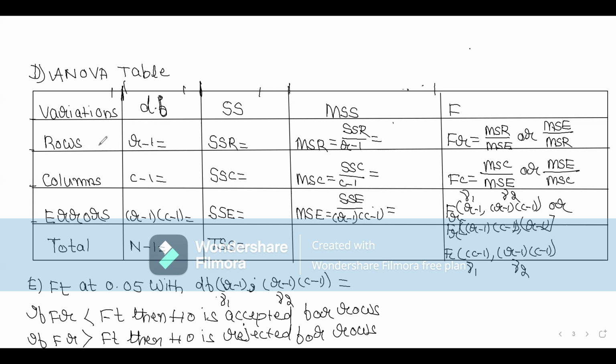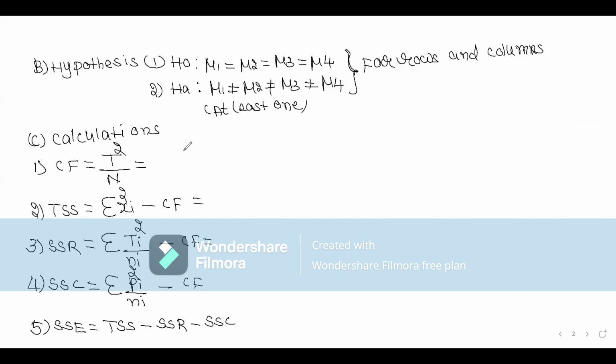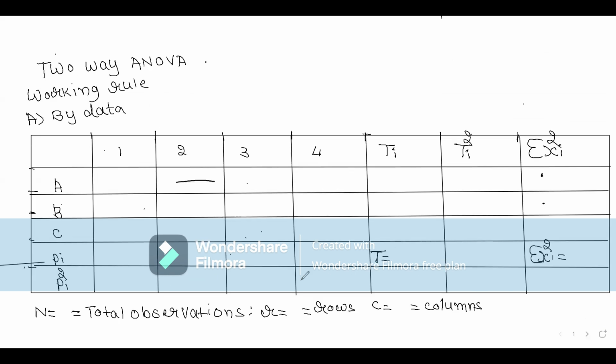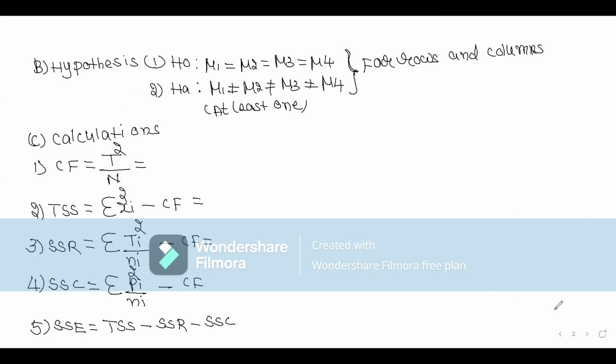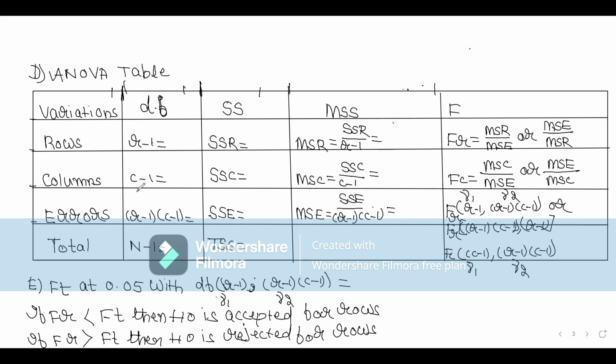Degrees of freedom. For the rows, R minus 1. How many rows are there? Look here, 3 rows. 3 minus 1. And similarly for columns, C minus 1. You can write it there in the table. C minus 1. That is the degrees of freedom. And for error it is R minus 1 into C minus 1. This into this, you have to write here.